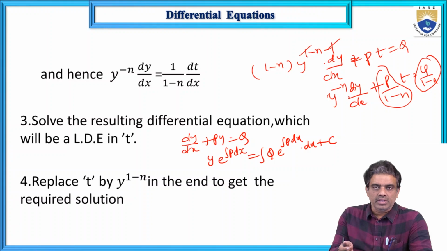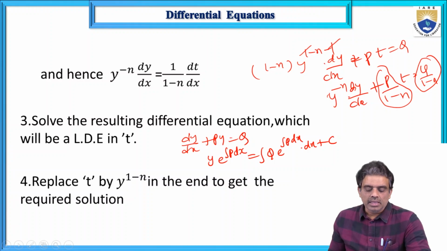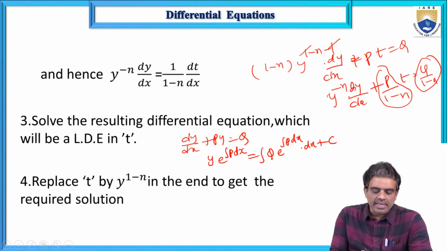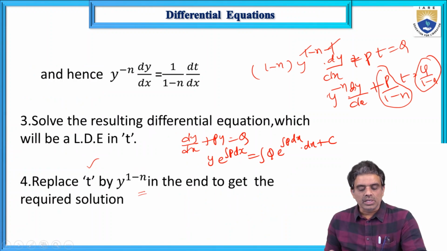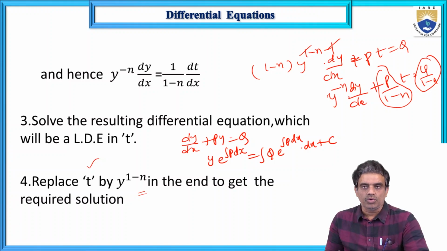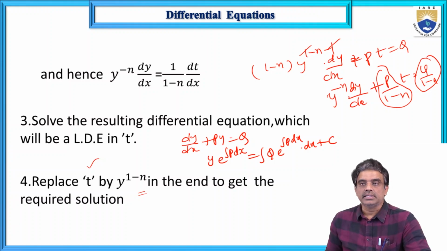So first we have to convert this into a linear differential equation. For that we take some substitution. After getting the linear differential equation, we solve by using the previous method, that is y into e power integral p dx is equal to integral q into e power integral p dx dx plus c. Finally, we replace t by y power 1 minus n. So this is the method to solve the differential equation. To solve the Bernoulli equation, we use this working rule. We convert this equation into a differential equation in linear form and then write the solution as per that method, and this will be the final resultant solution.